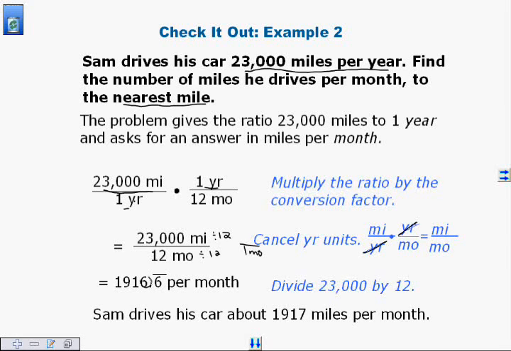But the answer needed to be in the nearest mile. So we round that. Circle what you're rounding, point to what's useful. 5 or more, raise the score. 1,917 miles per month. That's how much Sam drives his car.